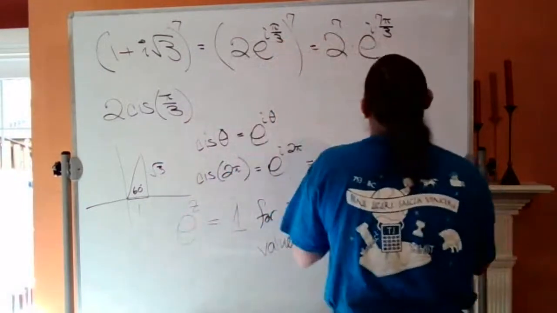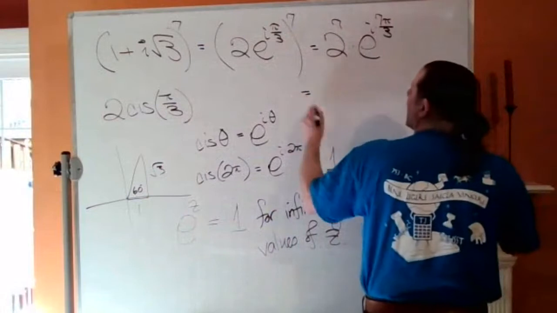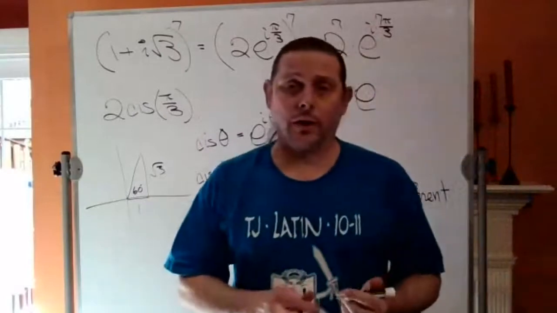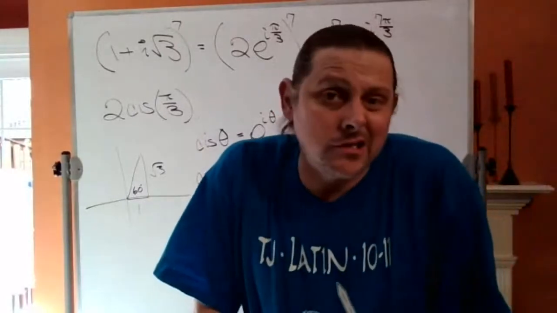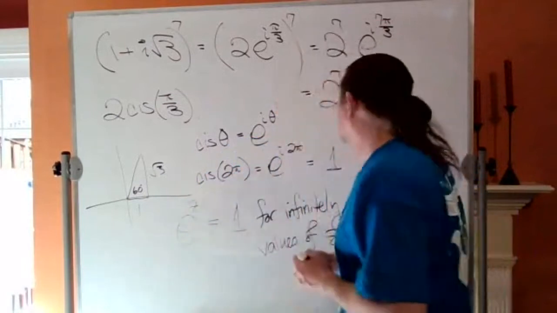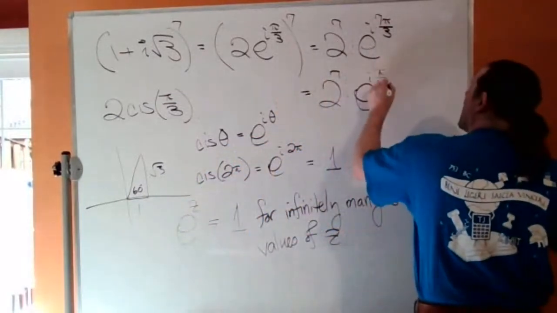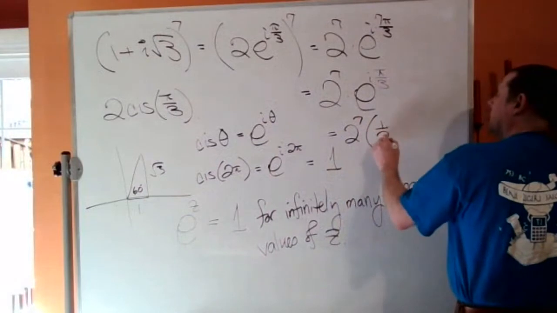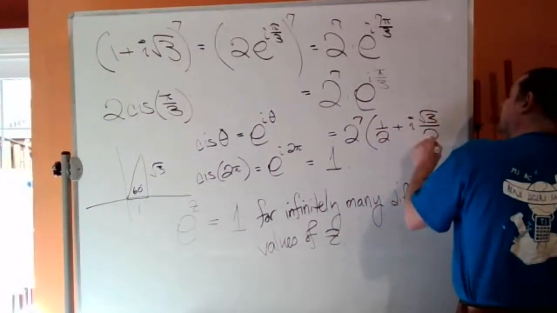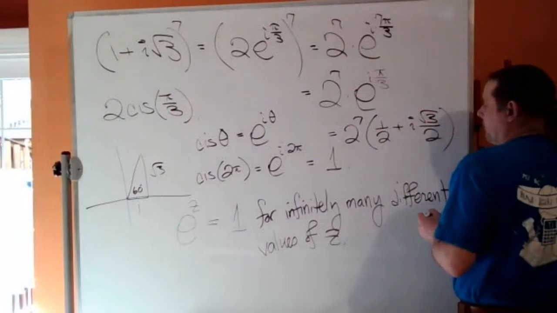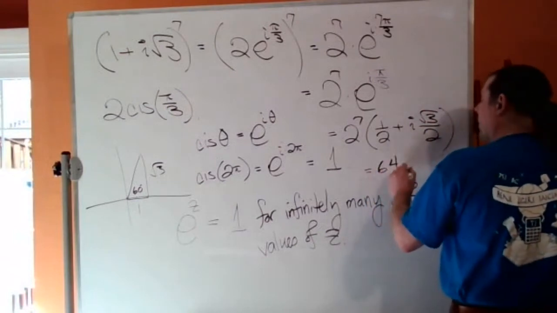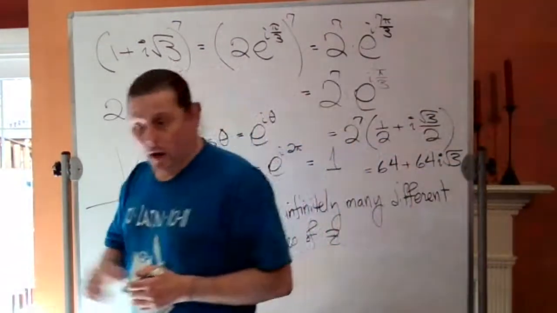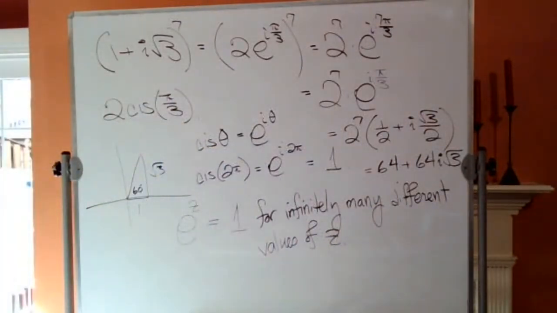But for right now, I can split this up and make this 2 to the 7th times e to the i 6 pi over 3, which is e to the i 2 pi. So that's not going to bother the answer. So it'll just be e to the i pi over 3. So that's going to be 2 to the 7th times the cosine of pi over 3 plus i times the sine of pi over 3, or 64 plus 64i root 3.